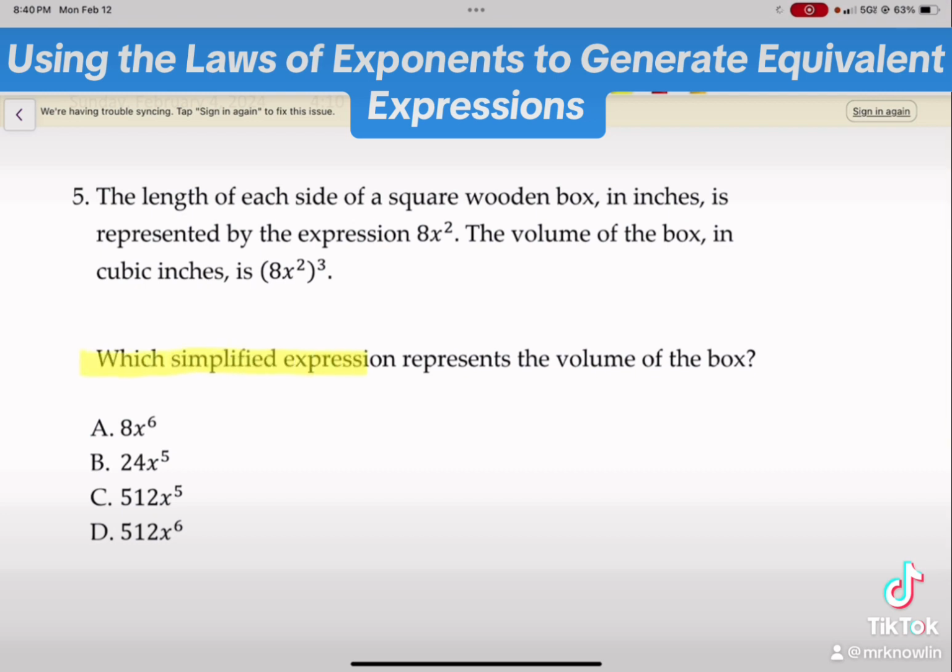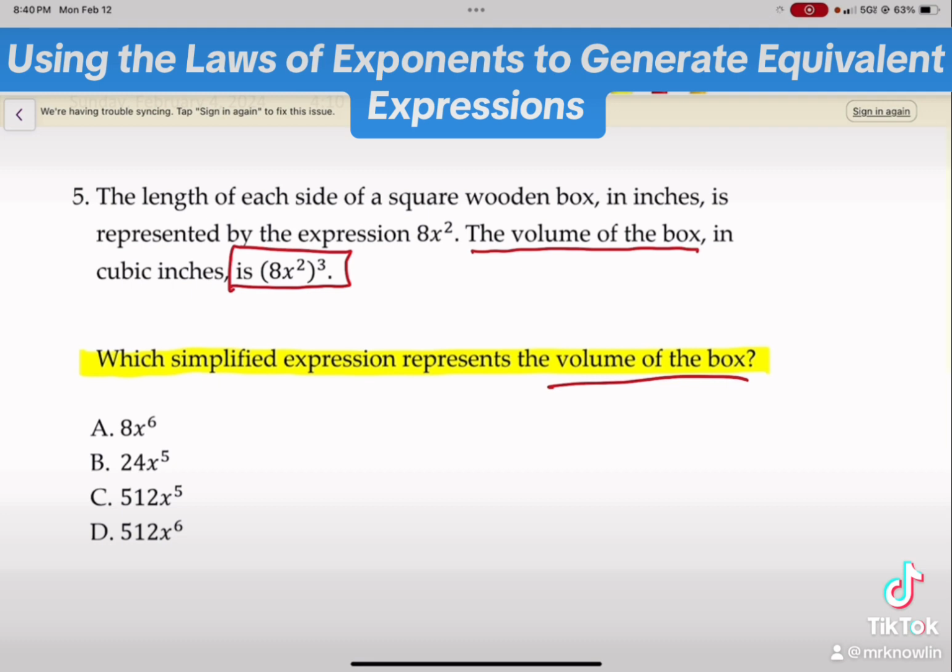As I always say with any word problem, always read the question first. The question is right here, and it says, which simplified expression represents the volume of the box? The volume of the box, well, I don't have to read the whole passage for me to see that. It says the volume of the box is (8x²)³. And so essentially, we just need to simplify that.